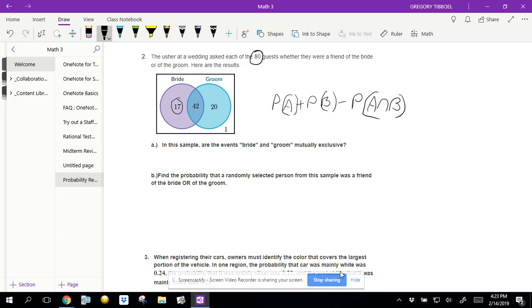So find the probability that a randomly selected person from the sample is a friend of bride or groom. So this one's actually easier because they didn't give us the information broken out. So probability that you're a bride only is 17 plus 42 plus 20 divided by the total, which is 80. So 17, 42, and 20. 42 and 20 is 62. Add another 7, that gets me to 69. So that would be 79 out of 80. So that was one way of doing it.